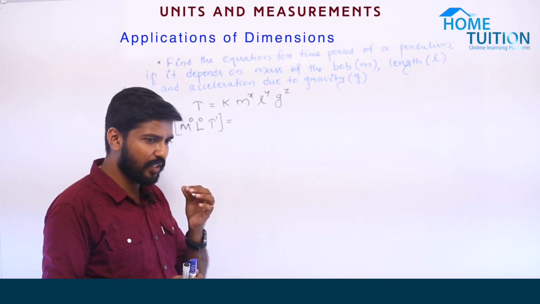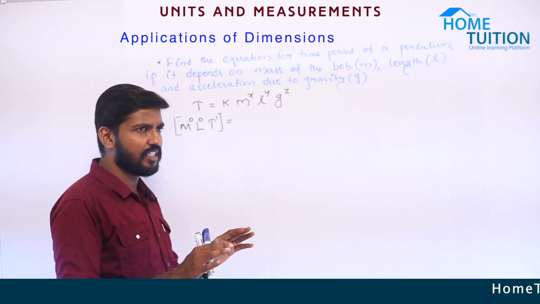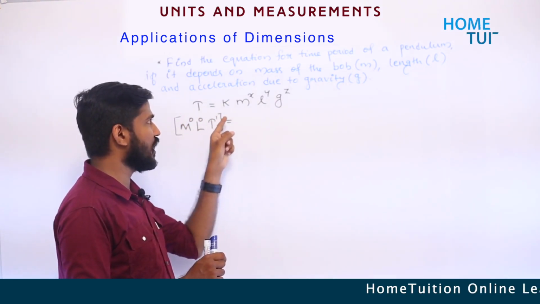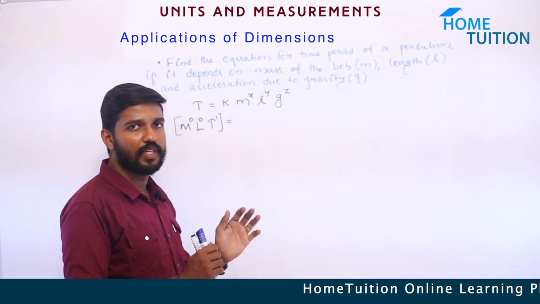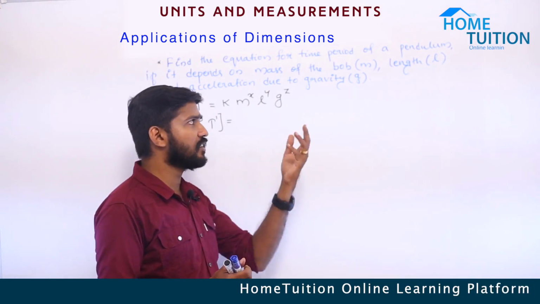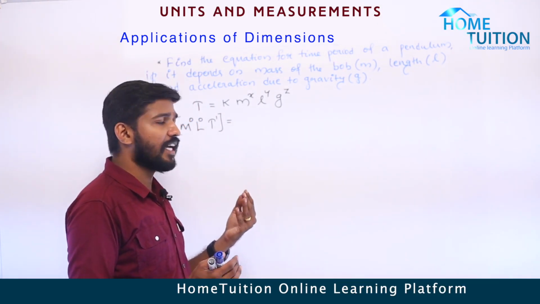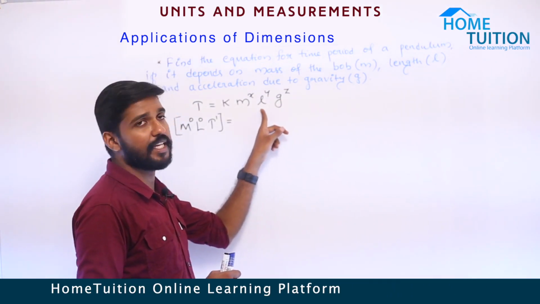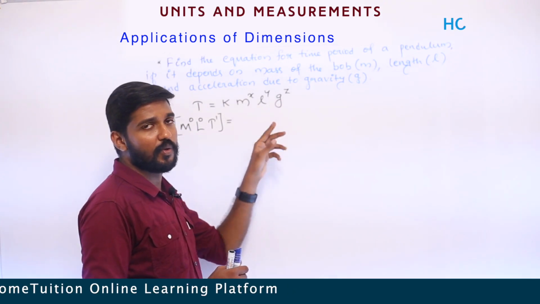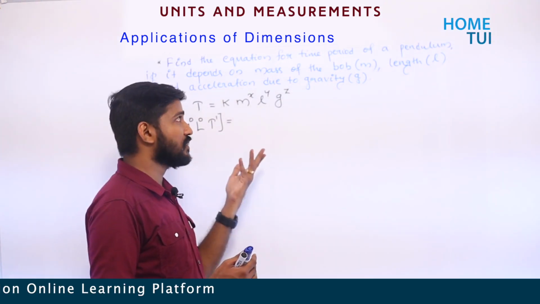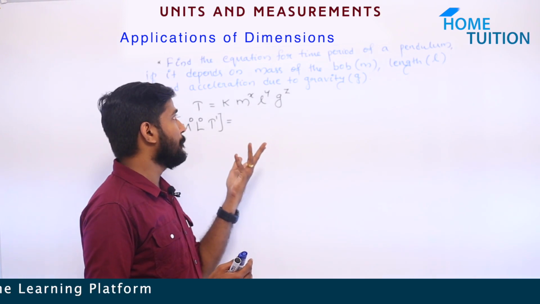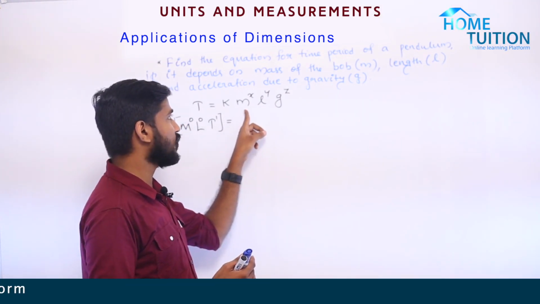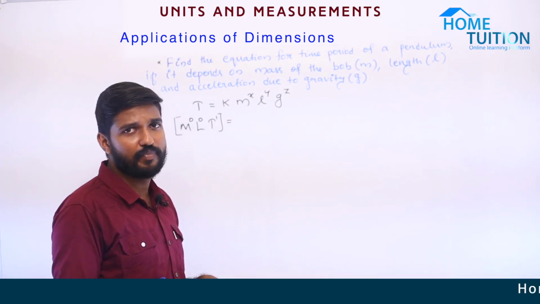So the first step is to write the quantity in terms of the depending quantities, like t equal to k, m raised to x, l raised to y and g raised to z. Suppose instead of length, it is given that the time depends on area. Then instead of length, we have to write area here. If they have given density instead of mass, then you have to write density rho instead of mass.